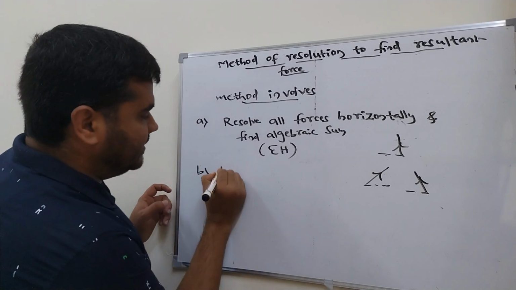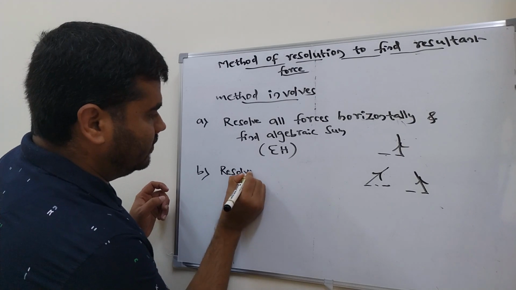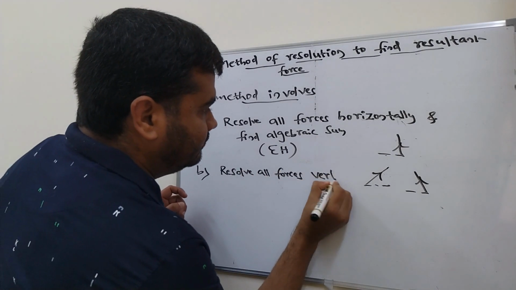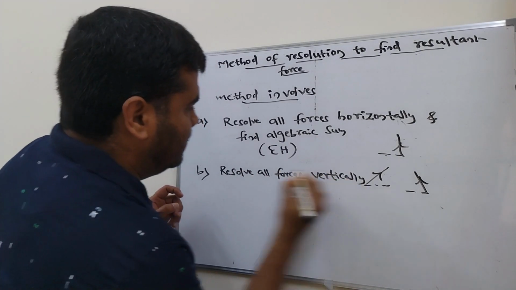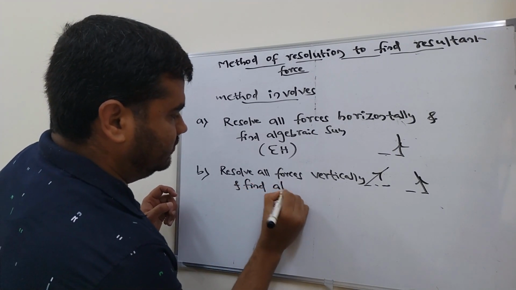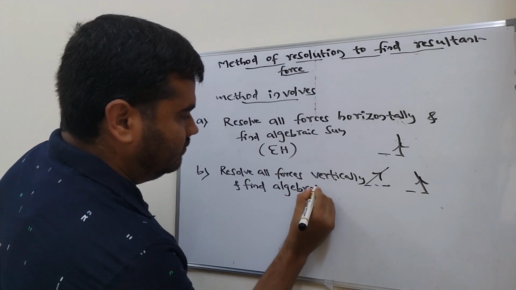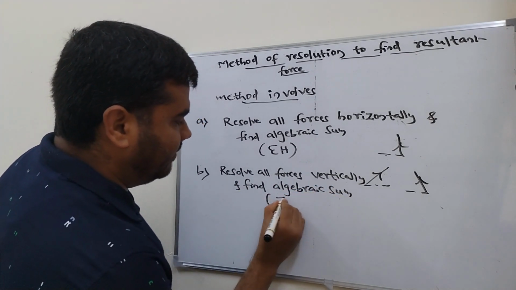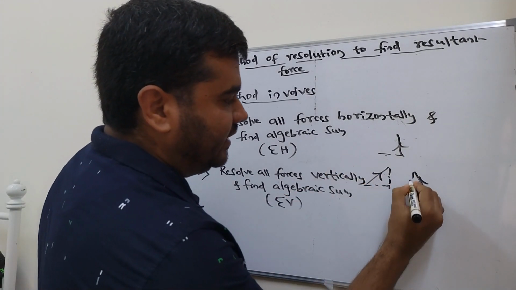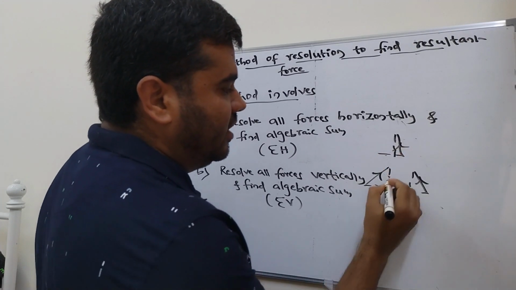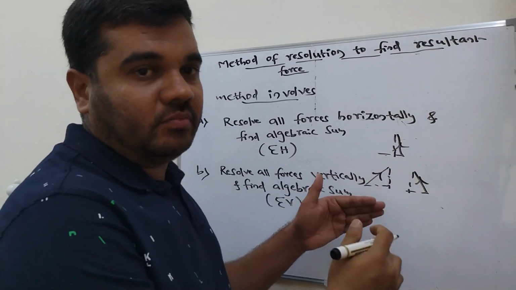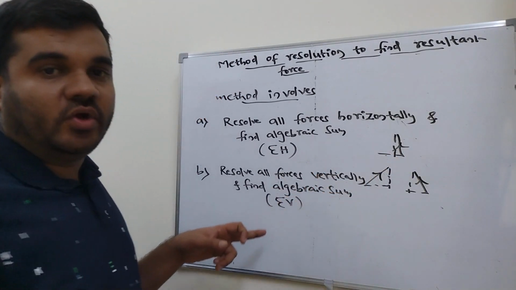The second point: resolve all the forces vertically and find the algebraic sum, which we denote by summation of V. It means the same forces you need to resolve vertically. This is a vertical component, and this is a vertical component. After splitting into vertical components, you add all three vertical components. That gives the summation of V.